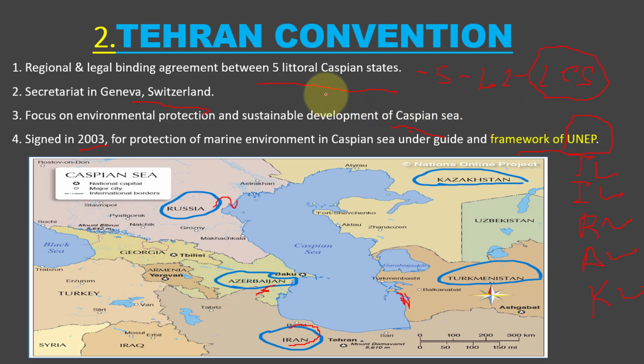So these were the facts, friend. Just remember a few facts here: the Tehran Convention is only for the five littoral Caspian states, remember the motto of the Tehran Convention, and also that it is under UNEP. You have to remember these three things.